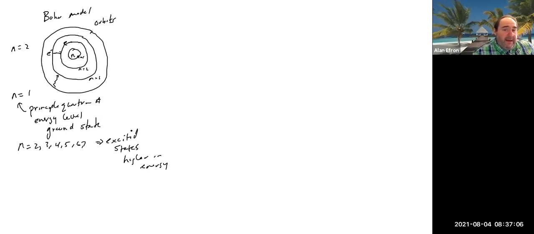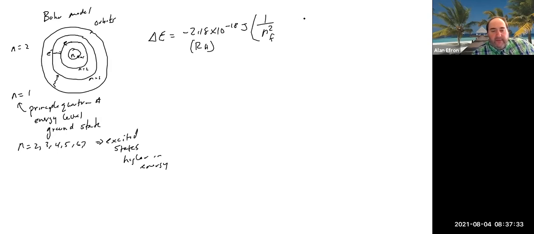And we did talk about the energy associated when these electrons transition, and we could calculate it by taking the change in energy equal to minus 2.18 times 10 to the minus 18 joules. That is what is sometimes referred to as Rydberg's constant. And that was times 1 over n squared final minus 1 over n squared initial. So that's the final energy level for your electron, and that's the initial energy level for your electron.